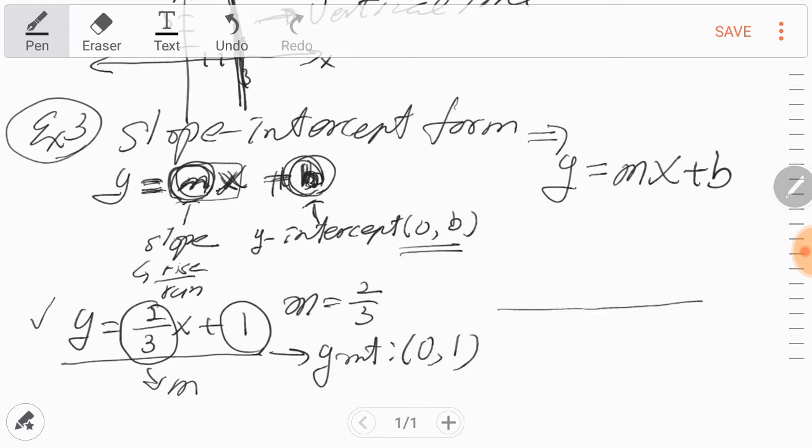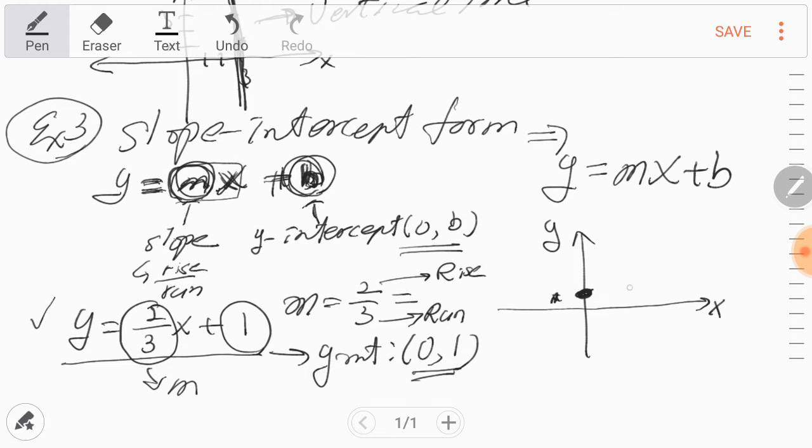We can sketch this one starting from the y-intercept: x equals 0, then y is 1. Let's start from this point, and find the second point using the slope. The slope is 2/3. So 2 is the rise, the vertical distance between 2 points, and 3 is the horizontal distance between 2 points.